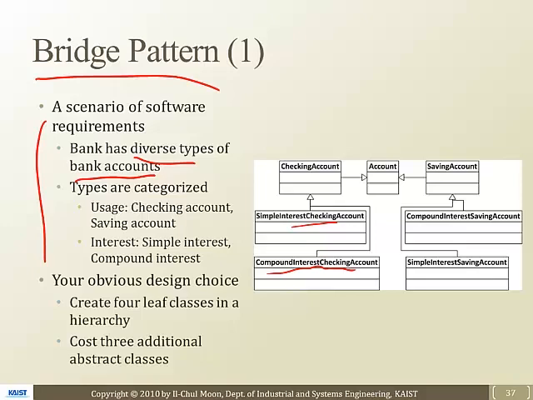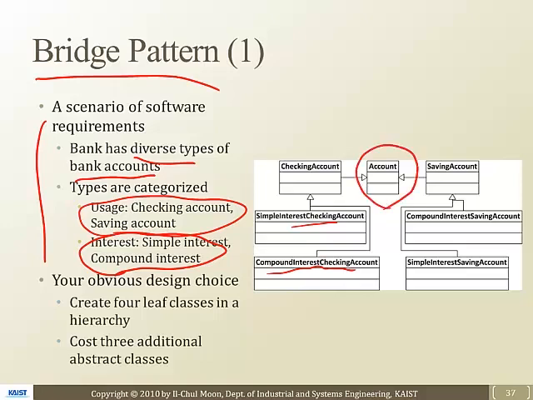And there is also categorization. Like usage is checking account or saving account. In Korean, checking account is just regular account, and saving account is for like the 적금, right? In Korean, it is for the saving purpose. And interest increases, like the simple interest or compound interest. Your obvious design choice is like this.